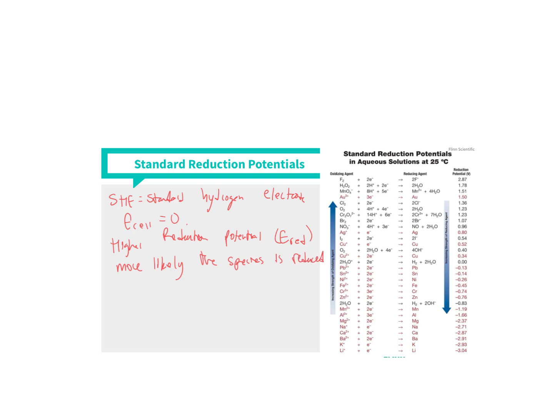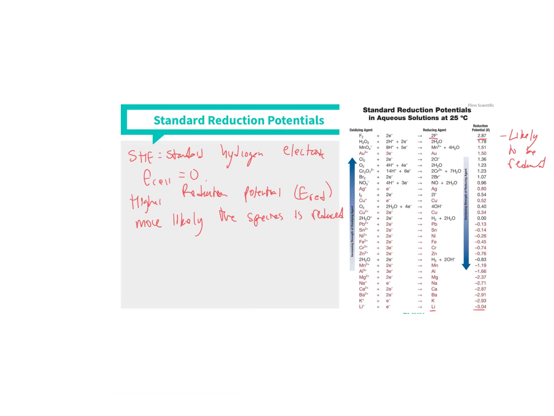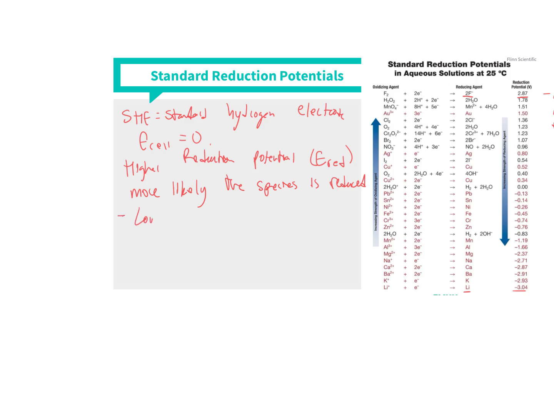So if you look at this table here, we have 2F minus. This is a reduction potential of 2.87. And then over here we have lithium, which has a standard reduction potential of negative 3.04. These are likely to be reduced. Of course, because of this, the lower the reduction potential basically means it will be oxidized. And again, you don't need to remember these tables. This is something you'll be given in a problem.